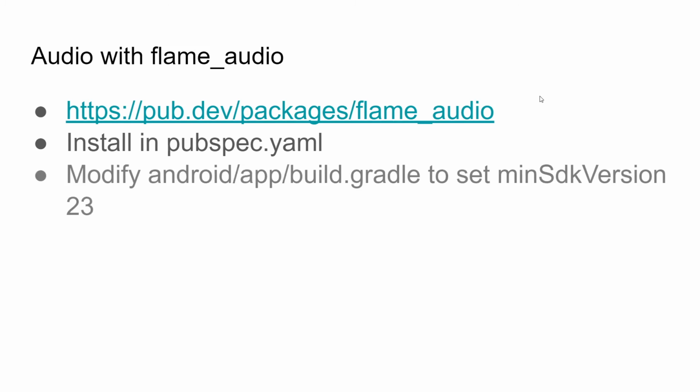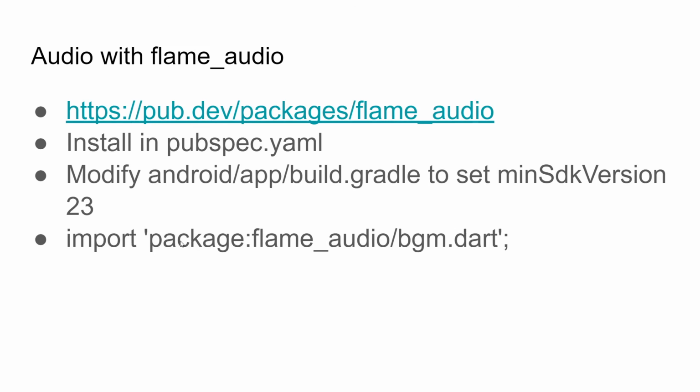Let's recap the steps. Go to pub.dev and grab the flame_audio package. Important note is that it's not the same package as Flame. It's a separate package for audio that you'll need in addition to Flame. Install it in the pubspec.yaml, which you're probably familiar with from using Flutter. In this case, because I'm using the pre-release or the release candidate version of Flame Audio, I had to modify android/app/build.gradle and set the minimum SDK version to 23.